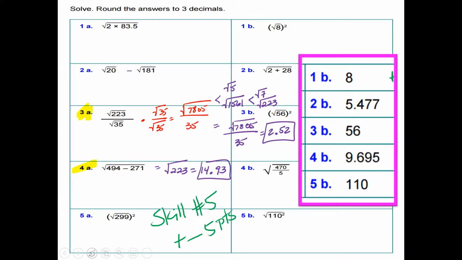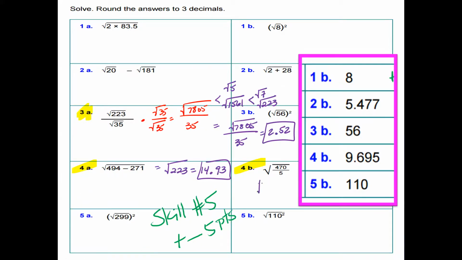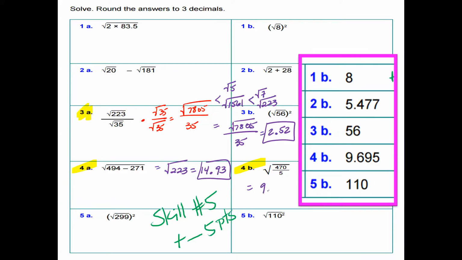All right, let's take a look at 4b. For 4b, you're just going to divide it. So grab your calculator, and type in the square root of 470 divided by 5. You hit enter, and you should get 9.695. And that's your answer.